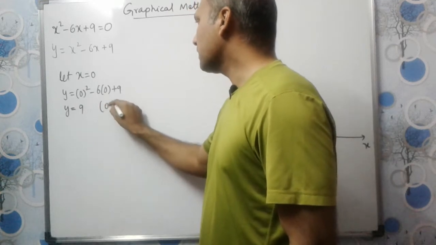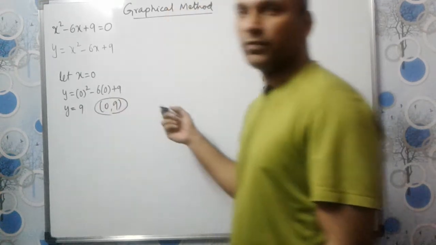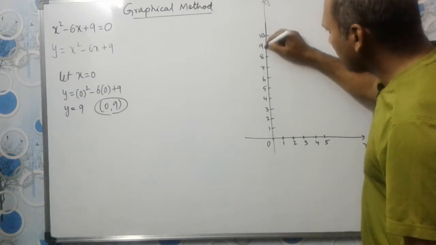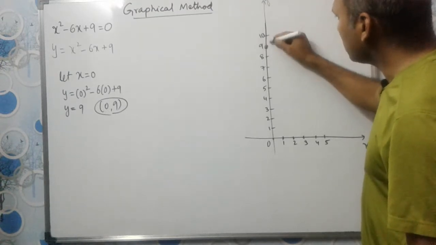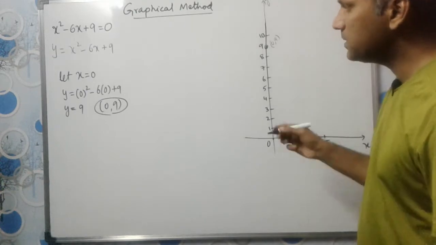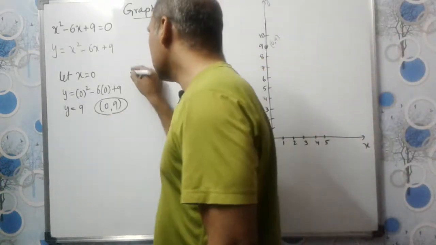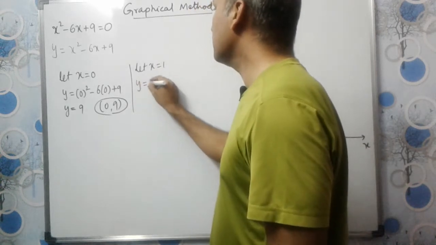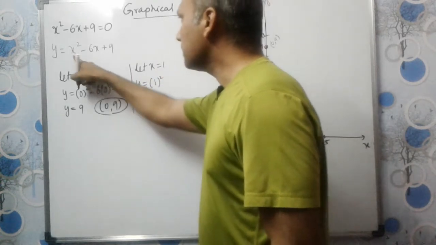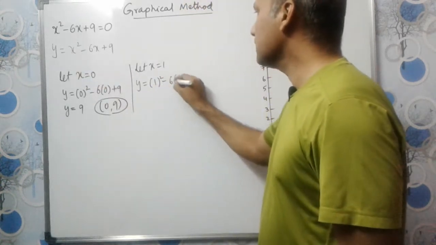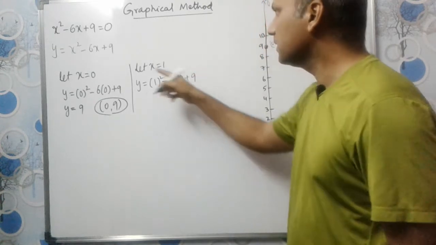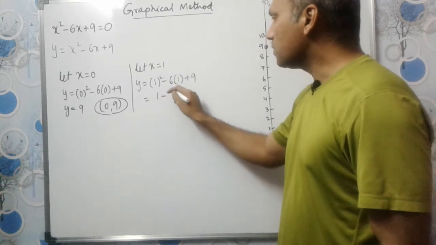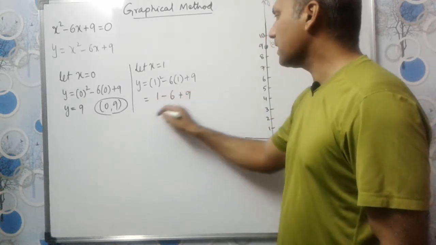So 0 comma 9 is the first point we need to plot. So this is 0 comma 9, right? 0 comma 9. x value is 0, y value is 9. Now let us substitute x is equal to 1. So y value will be equal to, see, in place of x I am writing 1. 1 minus 6 into 1 plus 9. In place of x I wrote 1. Okay. 1 square is 1, 6 1s is 6 plus 9.